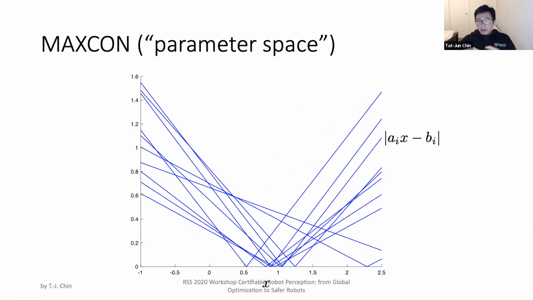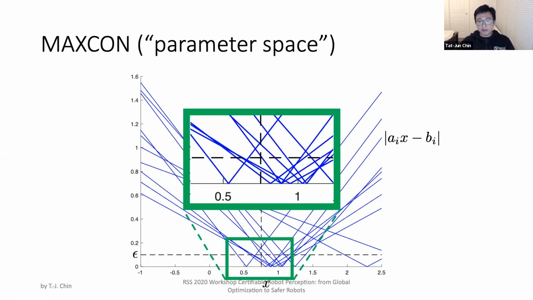Okay, so another point of view of the same problem is we look at it in the so-called parameter space, right? So in the horizontal axis here, that's the parameter value x that we want to find. Every data point a_i, b_i, you can plot it in this parameter space. So every line here is the residual of a particular point given any candidate x. Okay, so if we have a bunch of points, then we have a bunch of V curves that look like this.